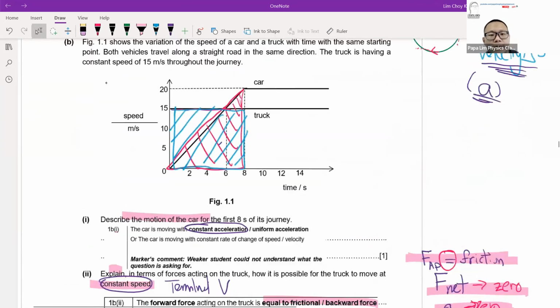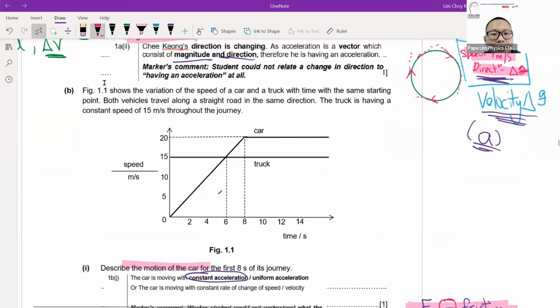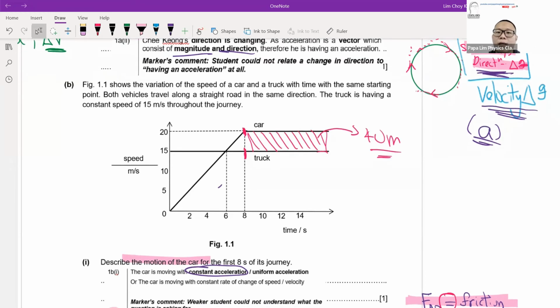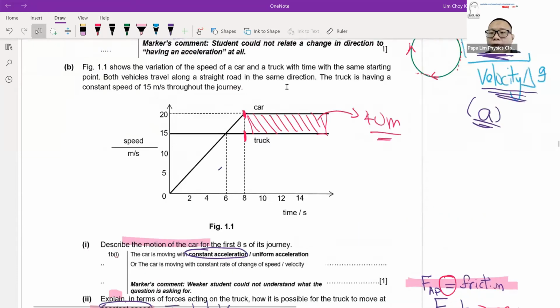After time 8 seconds, the car is here. After 8 seconds, the car is lagging behind the truck by 40 meters. Which means that the car has to cover an extra distance, an area here that's equivalent to 40 meters, using the speed here. So the area here that allows it to cover 40 meters must represent 40 meters.